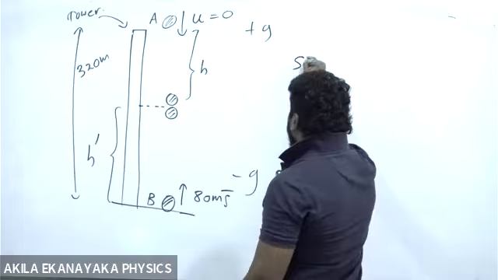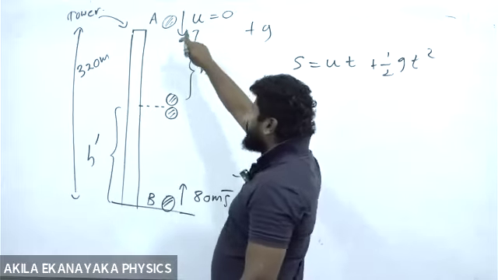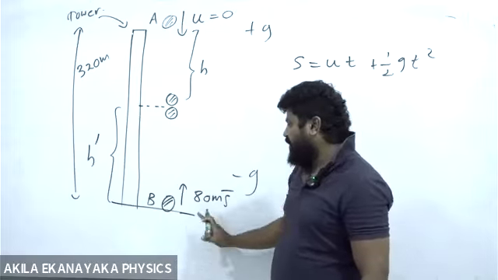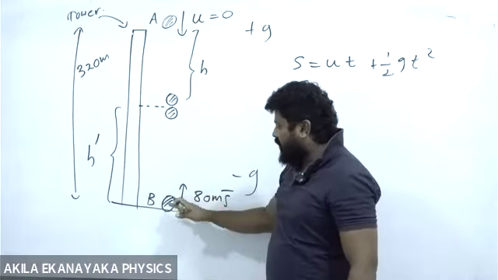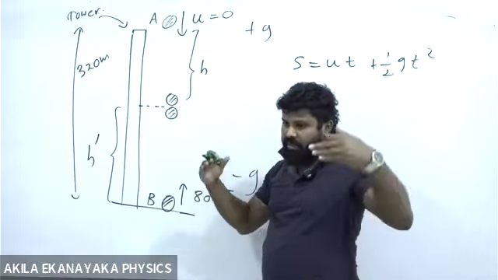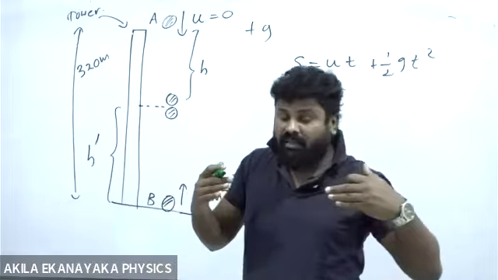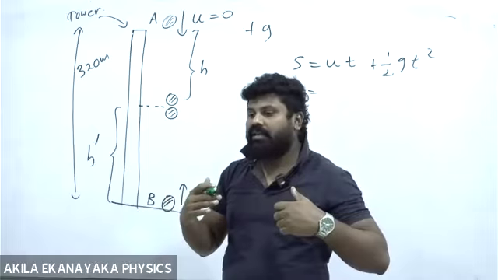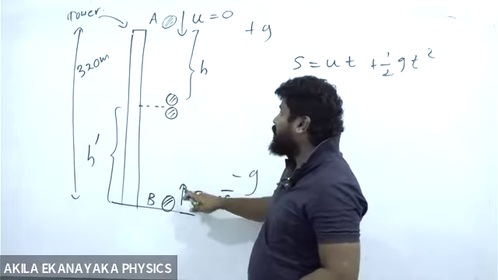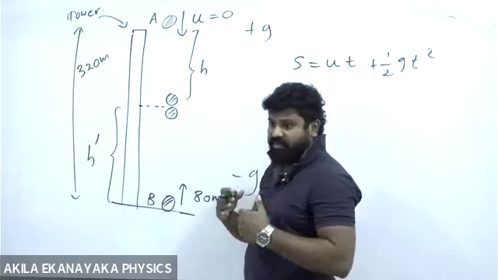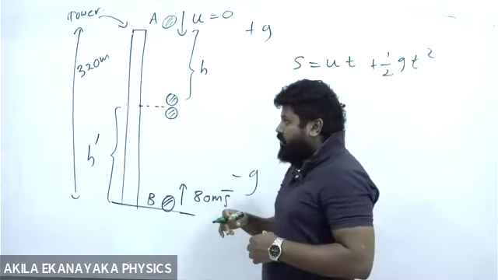320. I use this equation: x equals ut plus half times g t squared. The initial velocity of A is 0. The initial velocity of B is 80. This one is going vertically downward, this one is going vertically upward. The direction is opposite, no? Then you have to add the velocities because the directions of the objects are different, right? Opposite sides.